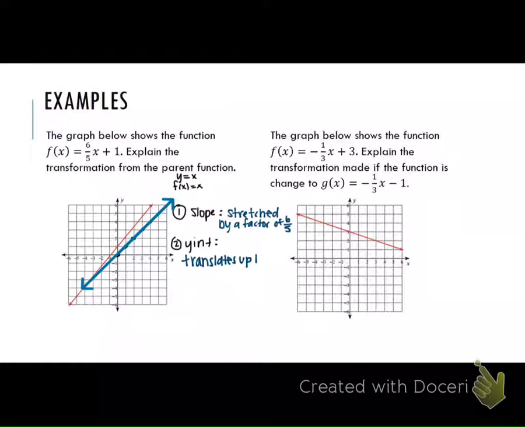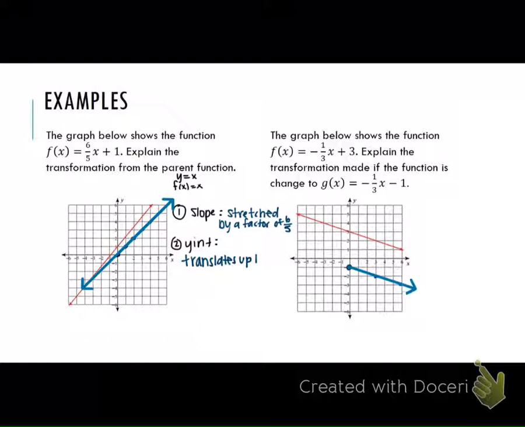So when you're comparing to the parent, you look at its slope and its y-intercept. Okay, so the next one says the graph below shows the function negative 1/3 x plus 3. Explain the transformation made if the function is changed to g of x equals negative 1/3 x minus 1, sorry. So I'm going to graph that real quick.